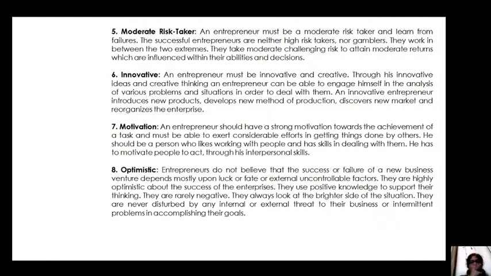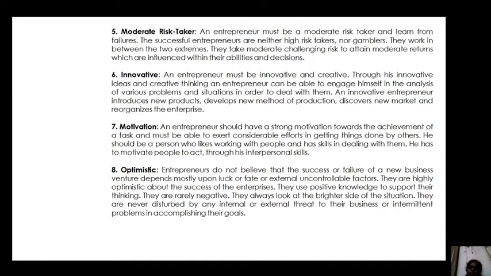Optimistic. Two words are there, pessimistic and optimistic. A businessman should be optimistic, which means having a positive attitude. Coming into the market, facing the risks, taking the risks, okay, uncertainties, and proving himself as a positive person, as an optimistic man in the business.